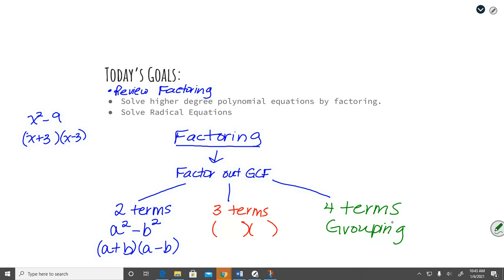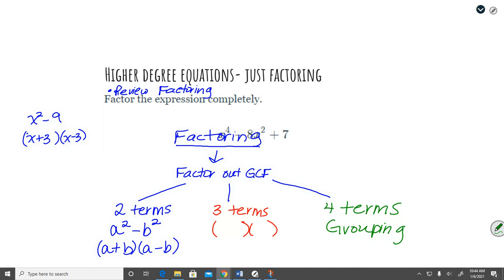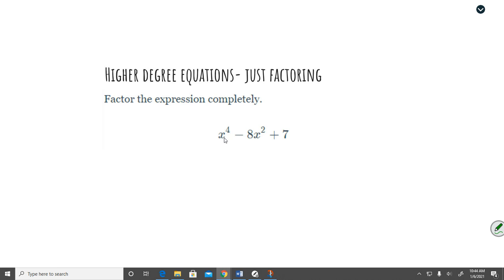That's the approach you'll take based on the number of terms you have. You will find today that once you factor, you might need to go through this process again and continue factoring. So you might factor three terms into two terms, and you notice there's a difference of squares. Then you'll have another layer of factoring to consider. So let's put this to practice. Our first example is right here. We're going to factor this expression completely.